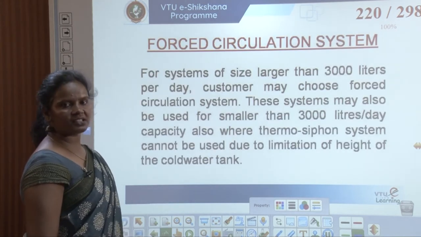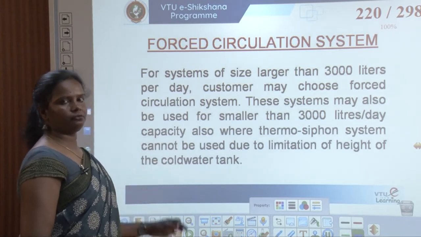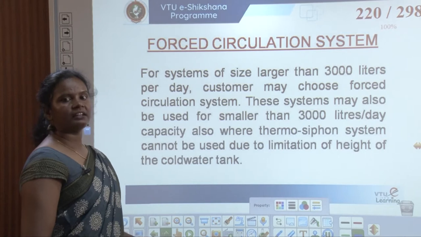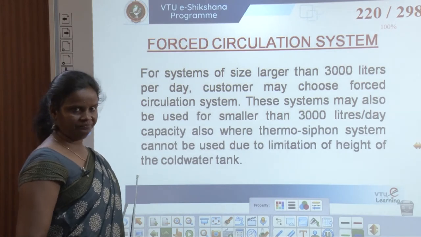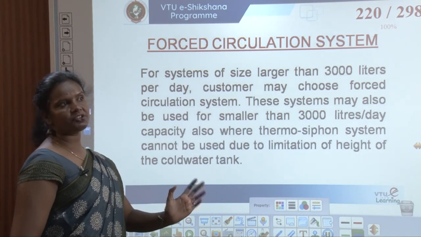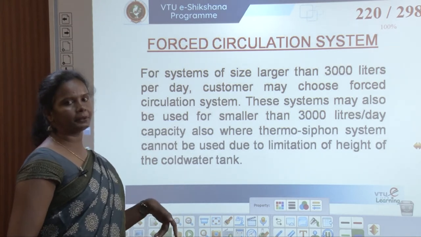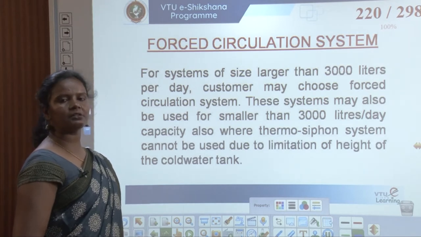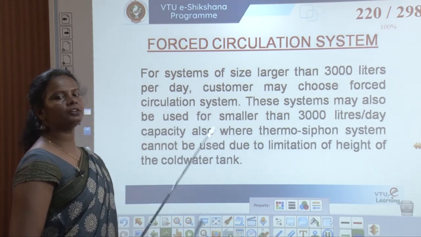There is one more type of system, that is the forced circulation system. The thermo siphon system is what we saw earlier, and now the forced circulation system is the second one. For systems of size larger than 3000 liters per day, the customer may choose a forced circulation system, whereas thermo siphon was mentioned for less than 3000 liters per day. These systems may also be used for smaller than 3000 liters per day capacity, where a thermo siphon system cannot be used due to the limitation of height of the cold water tank.